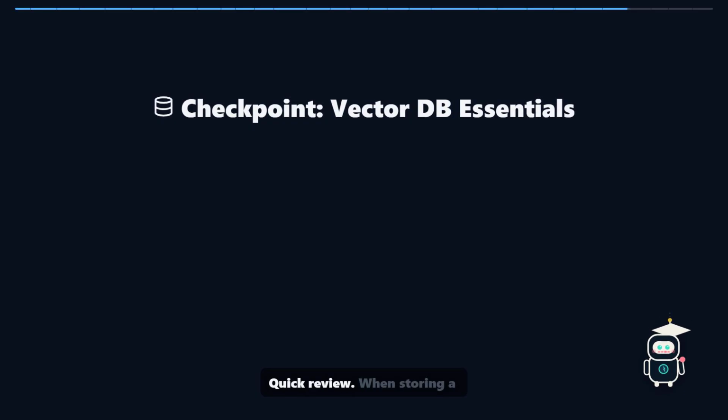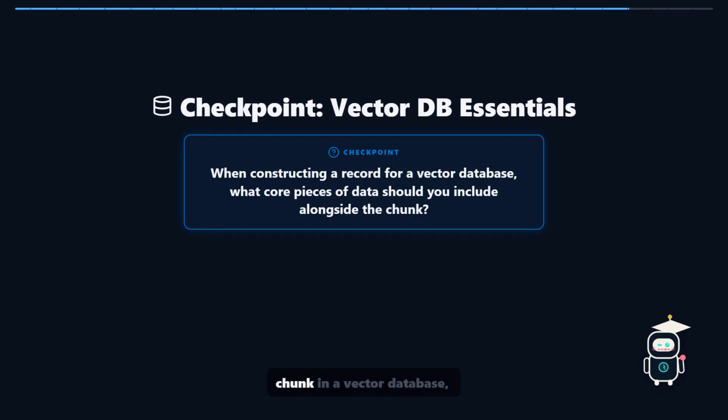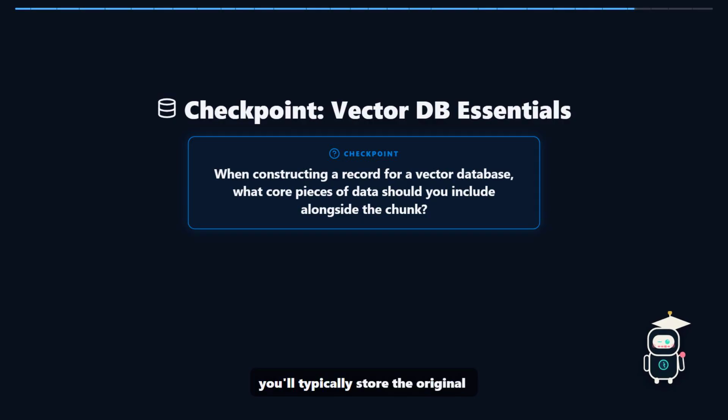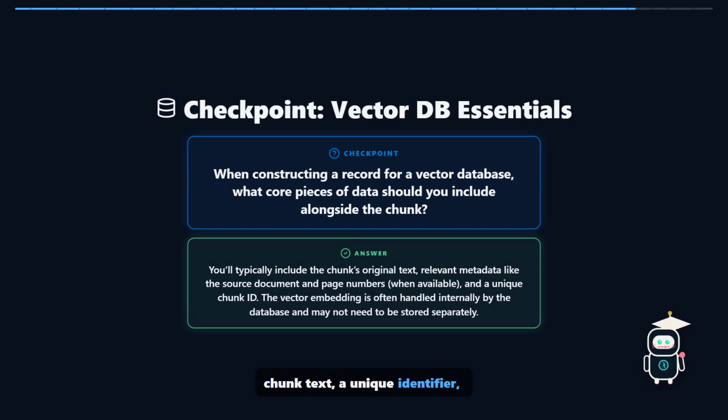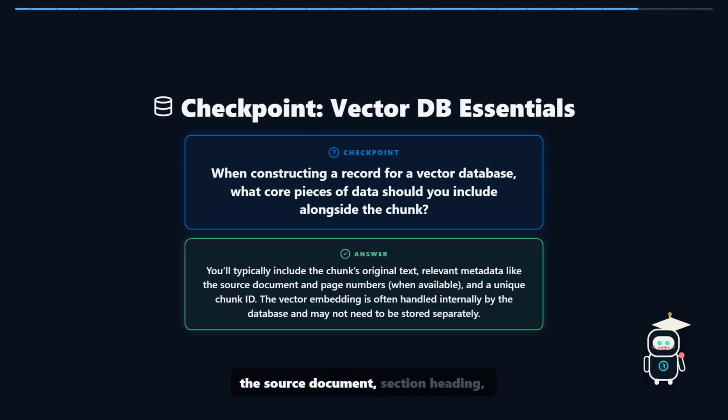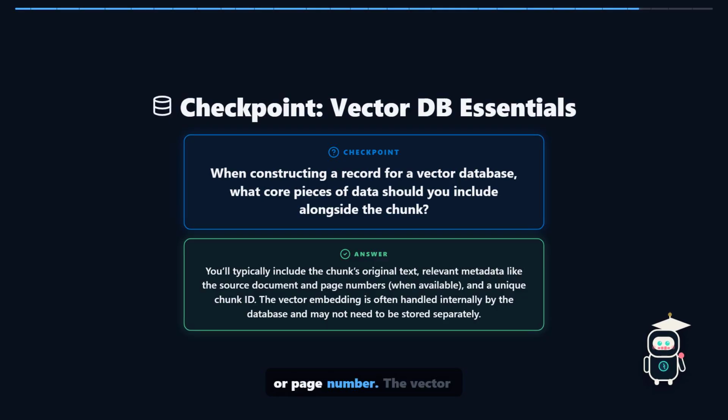Quick review. When storing a chunk in a vector database, what information should be associated with it? Take a moment before answering. At a minimum, you'll typically store the original chunk text, a unique identifier, and useful metadata such as the source document, section heading, or page number.